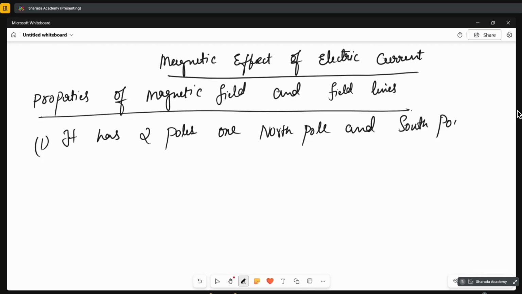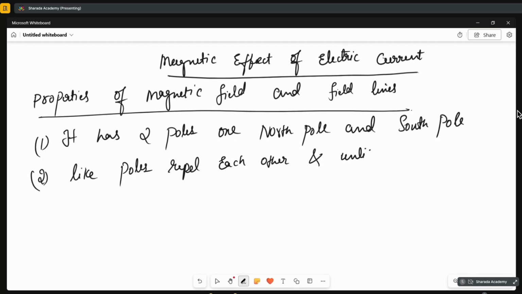Then like poles, whether they repel each other or attract each other? They repel each other. Like poles repel each other, and unlike poles attract each other.